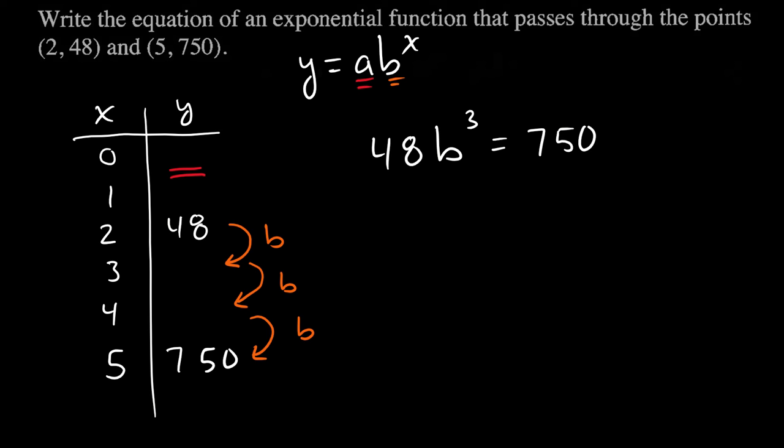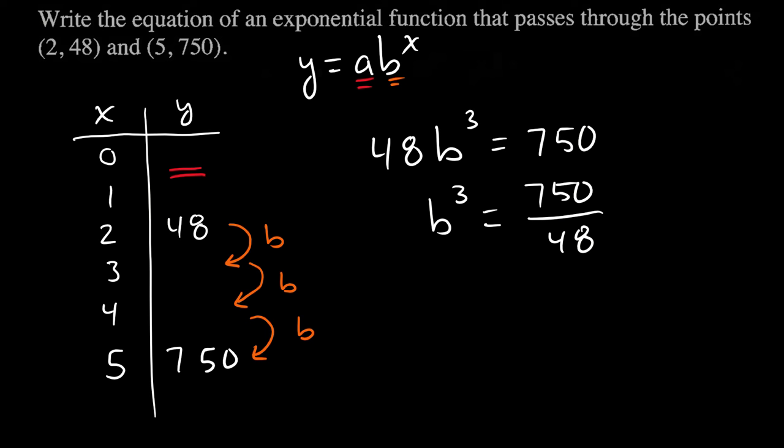So now I've got this, and I'm going to divide both sides by 48. So b to the 3rd is 750 over 48. I'm just writing that, right? I'm not even grabbing my calculator. I think it's just so nice to be free of arithmetic. I don't care about what that ratio is. I can figure it out when I need it.